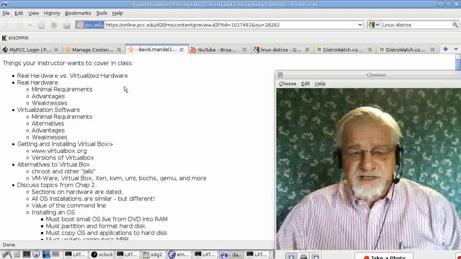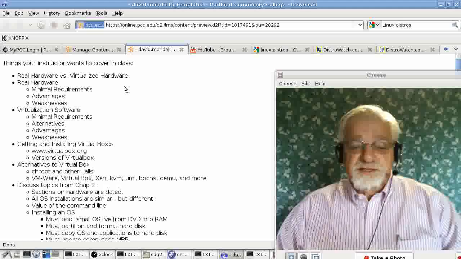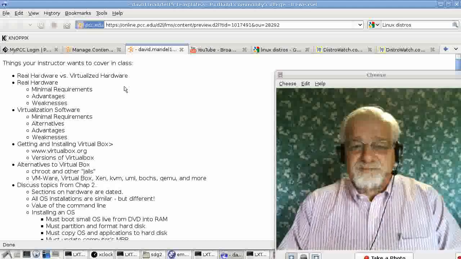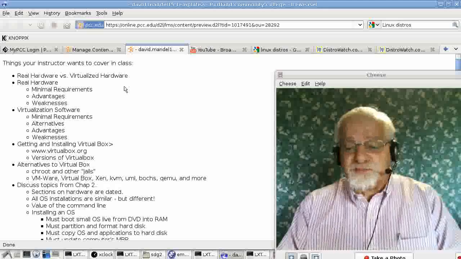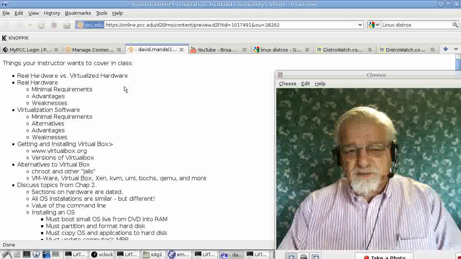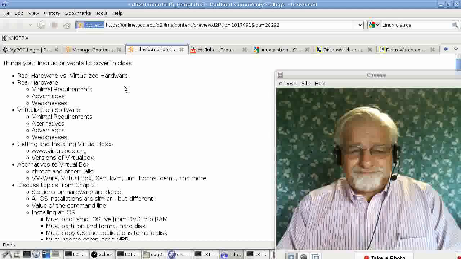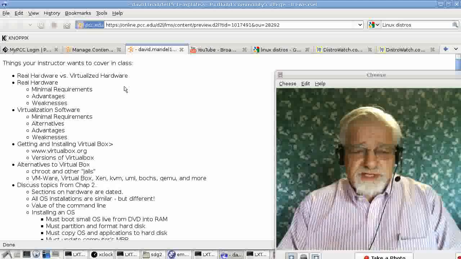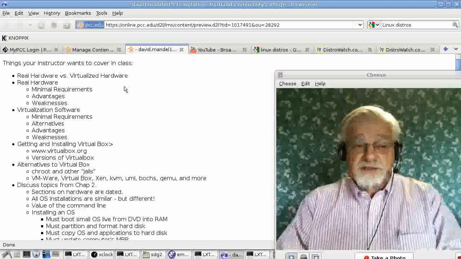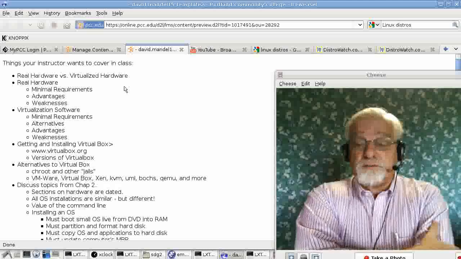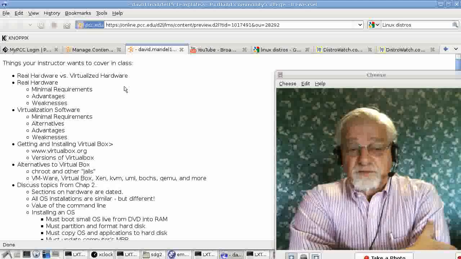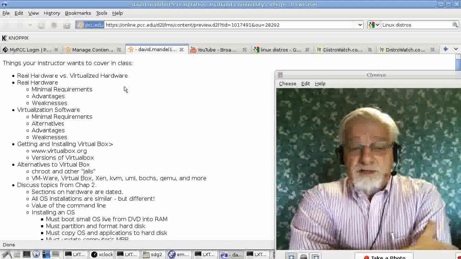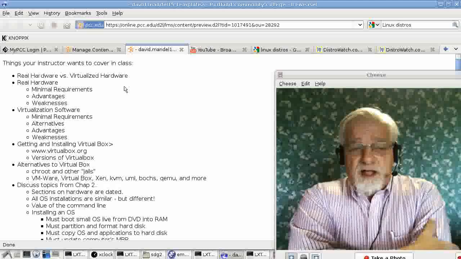So what you'll have is a computer that you can install Linux on, but it will be a software computer, a virtual computer instead of a real one. There's pluses and minuses to both approaches. I use both approaches. By the end of the term, I would hope that you would be able to use either approach and feel comfortable with both approaches. There's good reasons to use both approaches.